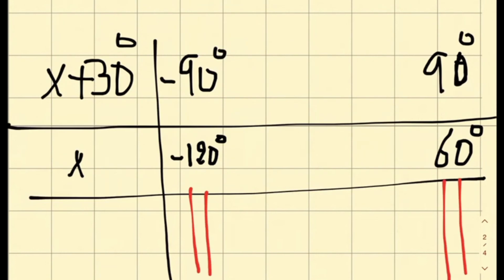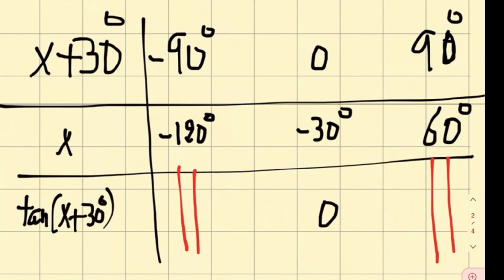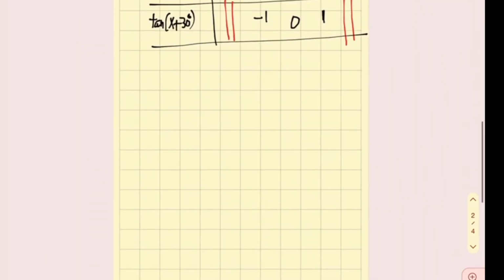At negative 120 and 60, we have our asymptotes. At 0, x is negative 30, just take away 30. And the tangent for these values is 0 for negative 30, and asymptotes at negative 120 and 60. At 45 and negative 45, take away 30, you get your famous values, 15 degrees and negative 75 degrees. The y coordinates are 1 and negative 1. Now we are set. We can graph.